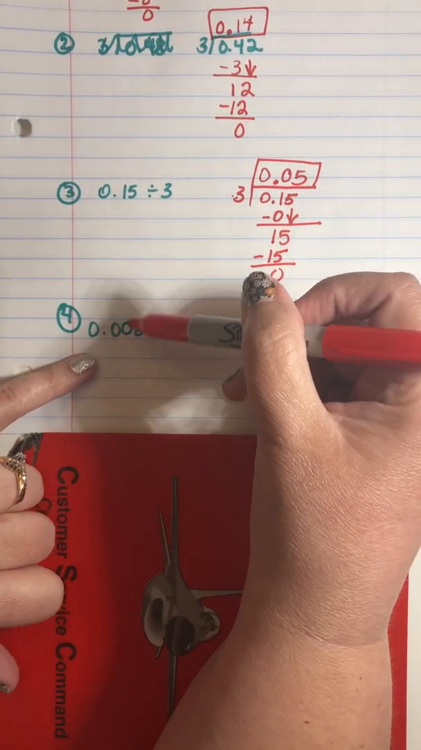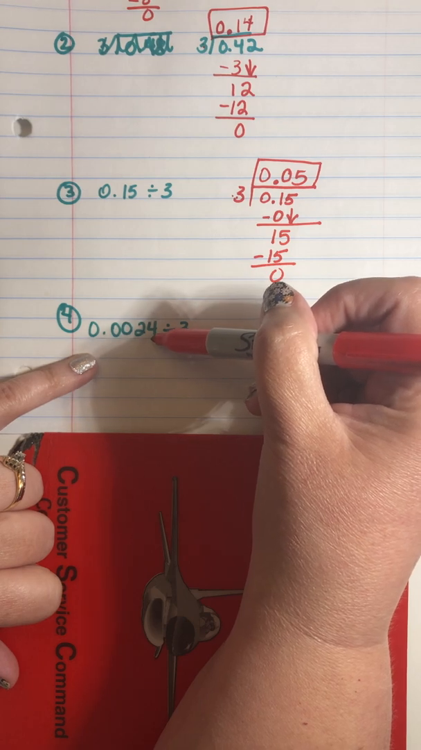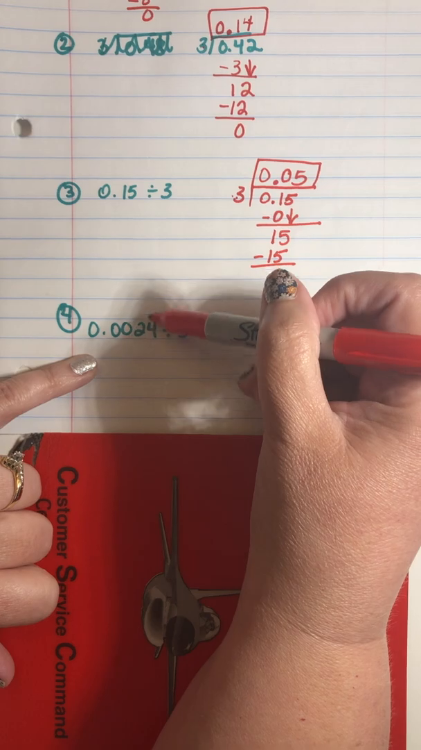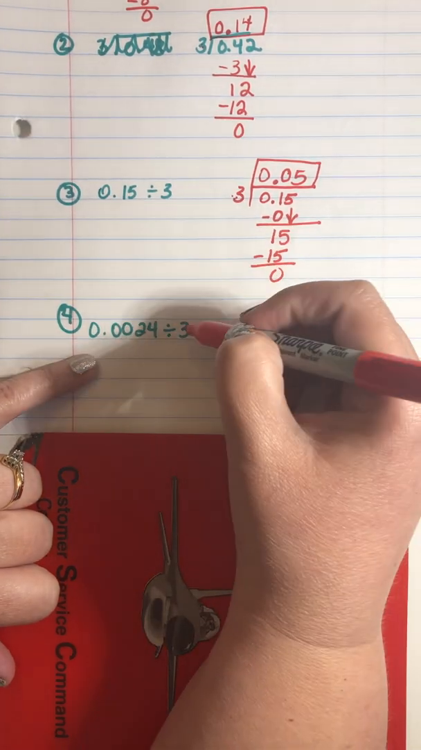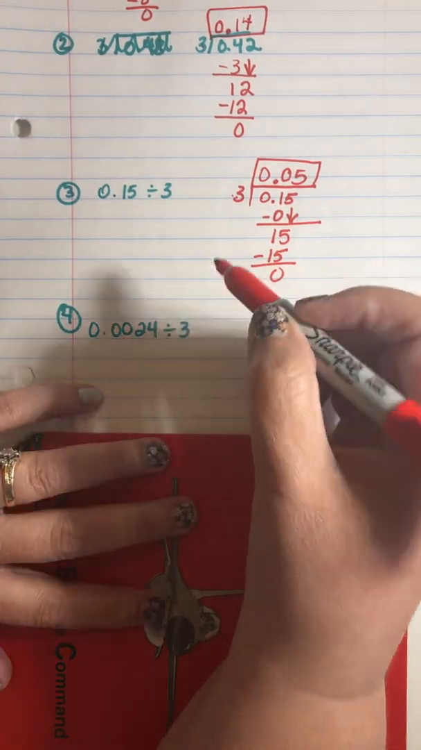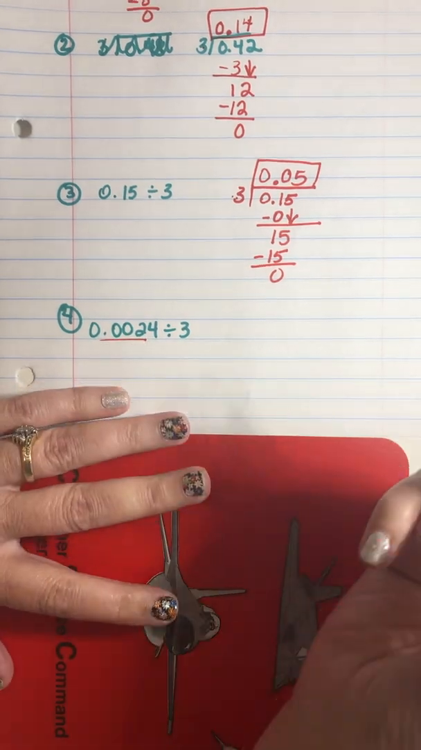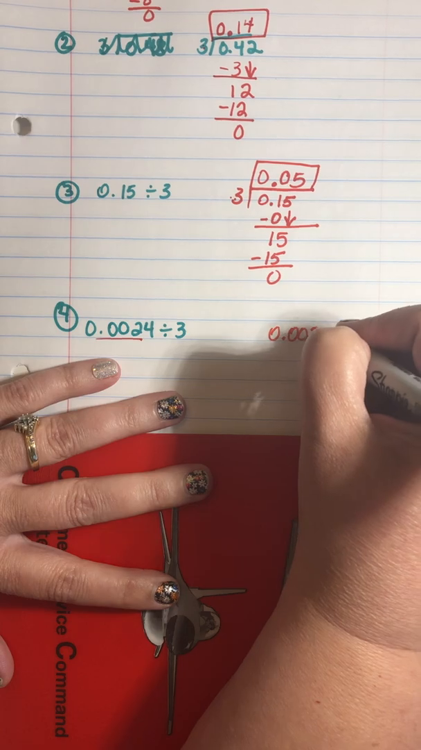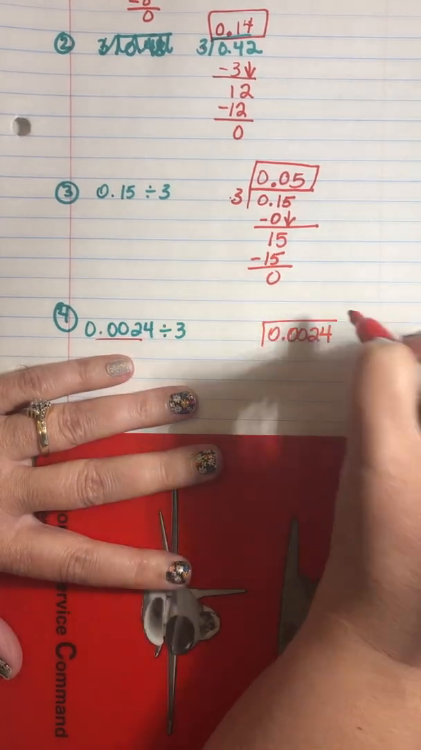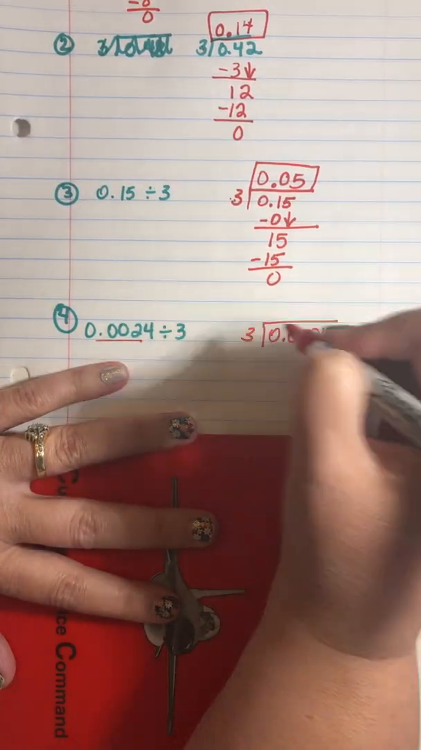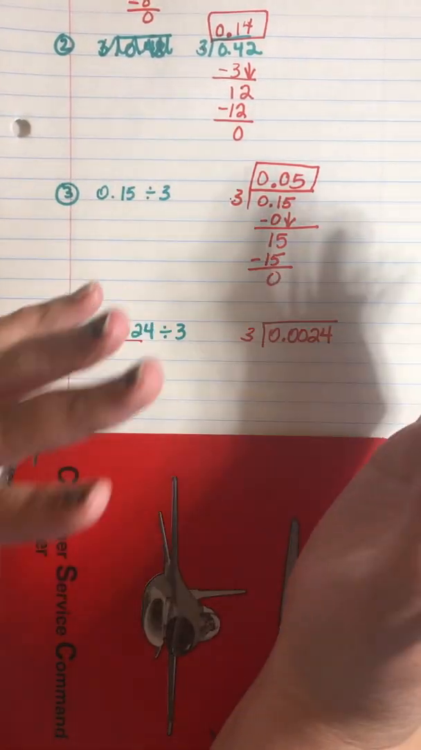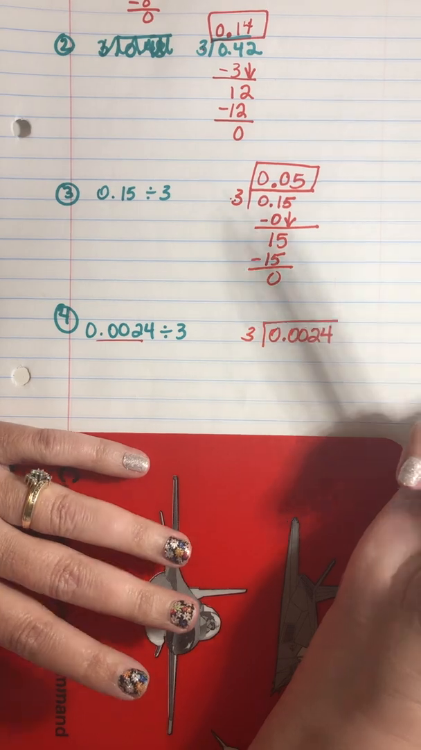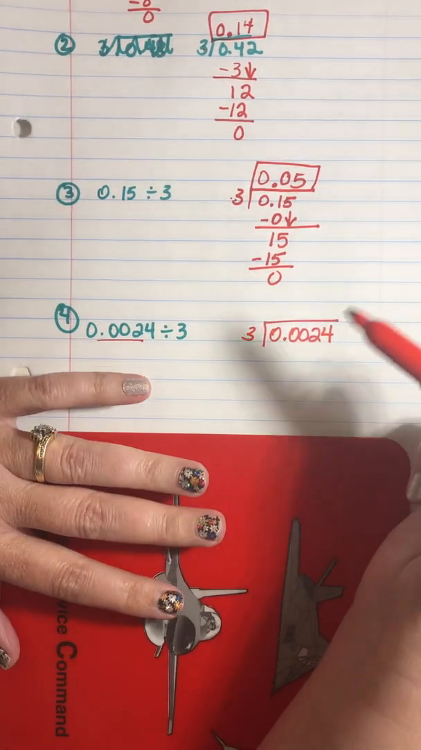Now this one, we have 24 10,000ths. Remember, we just learned that a few lessons ago, all the way to the 10,000ths place, divided by 3. So again, this is my dividend, so it's going underneath the box. Dividend goes in. I know that's kind of a silly way to remember it, but end and in kind of sound alike if you are me. So dividend in the box.